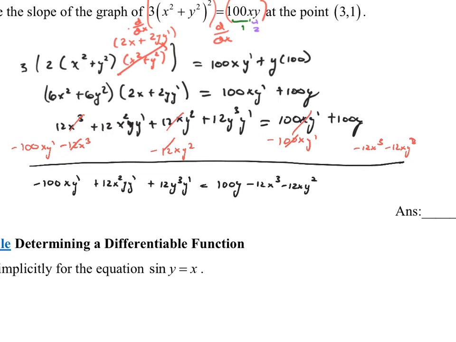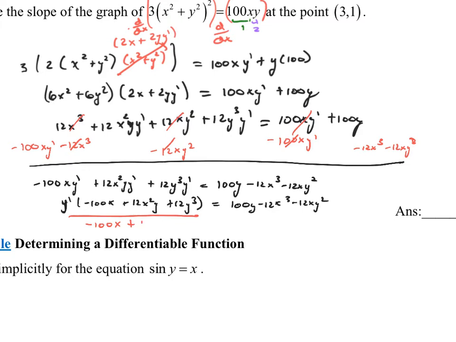Okay, let's keep going. I'm going to factor out a y prime on the left-hand side. That was the whole reason of isolating all those terms. So what would be left? The first term would be minus 100x. The second term would be plus 12x squared y. The third term would be plus 12y cubed. And then on the right again, we have the 100y minus 12x cubed minus 12xy squared. Last step for solving for y prime, I'm going to divide both sides by negative 100x plus 12x squared y plus 12y cubed on both sides.